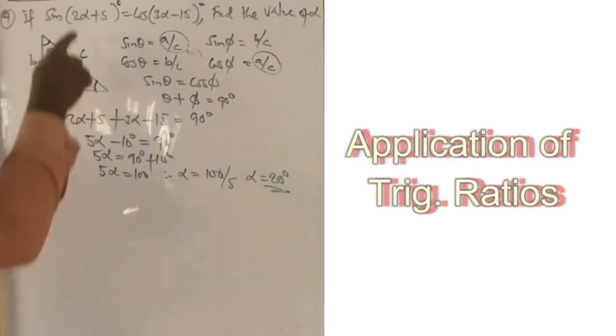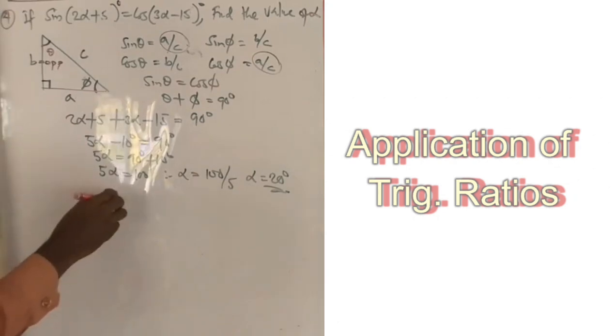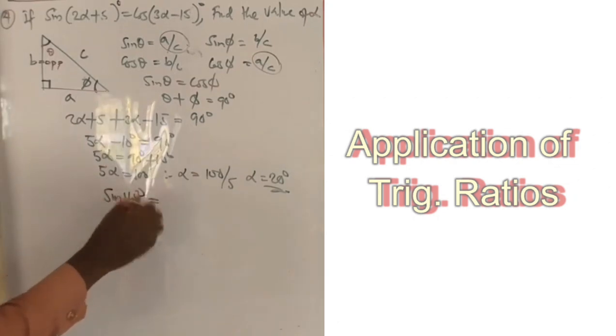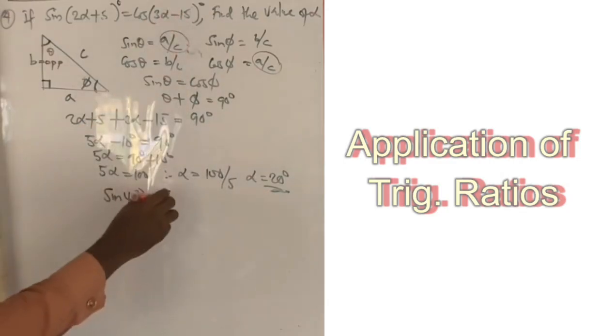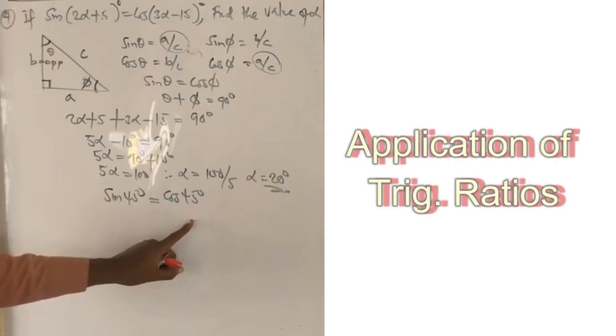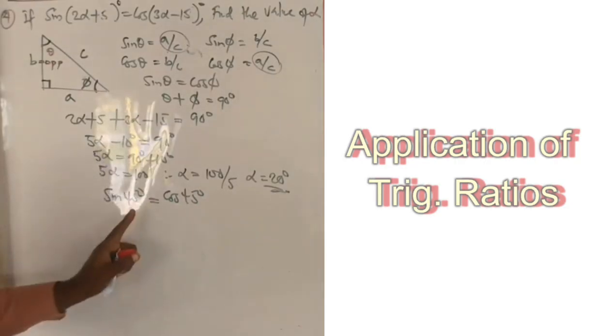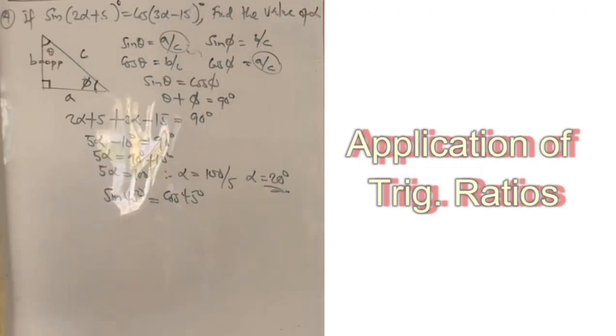Let's test it. Let's put 20 here. 2 times 20, 40 plus 5. So sine 45 degrees. Let's see if it's equals to cos of 3 times 20, 60 minus 15. So sine 45 cos 45 must equal. You can press in your calculator. As well as this angle, when you add them, if the answer is 90, they will have the same value.